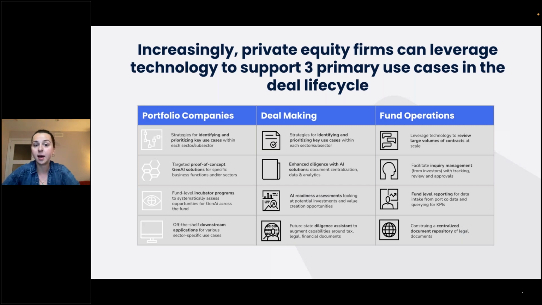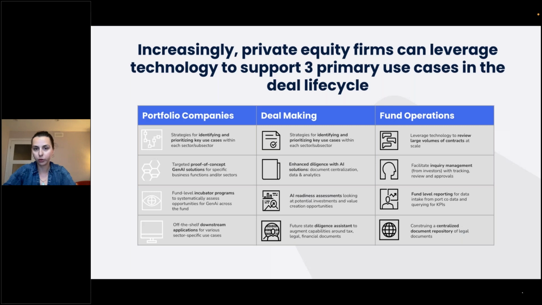Increasingly, we see that PE firms can leverage software to support 3 primary user cases across the deal cycle. Now, we've spent most of today's webinar looking at the impact of technology from that operational and firm perspective, but really the point where we will move the needle is in that deal lifecycle. So we're going to focus on these 3 user cases today: portfolio companies, deal making, and lastly, fund operations.